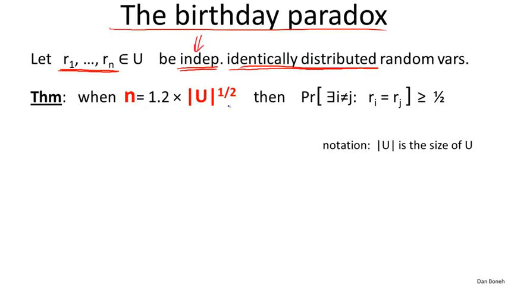So the theorem says that if you choose roughly the square root of the size of U elements, we're kind of ignoring this 1.2 here, it doesn't really matter, then basically there's a good chance that there are two elements that are the same. In other words, if you sample about square root of U times, then it's likely that two of your samples will be equal to one another. And by the way, this inverted E just means exists. So there exist indices i and j such that Ri is equal to Rj.